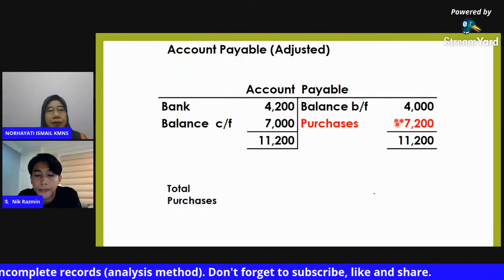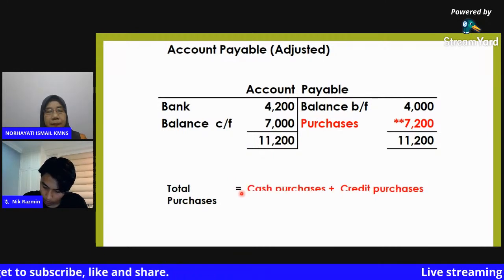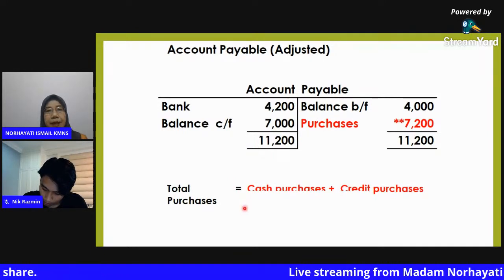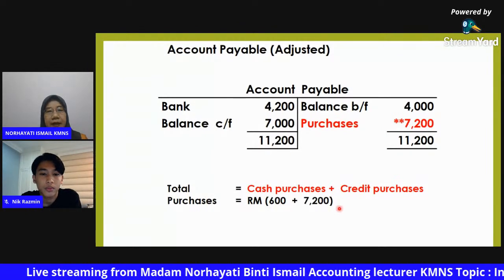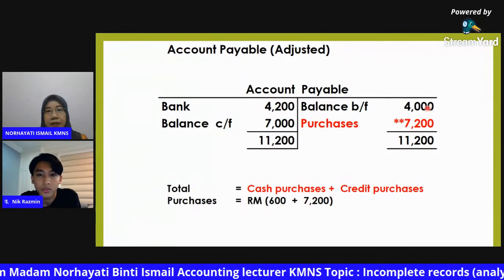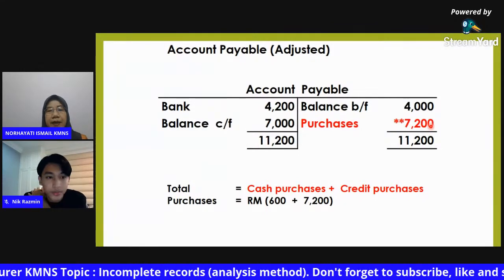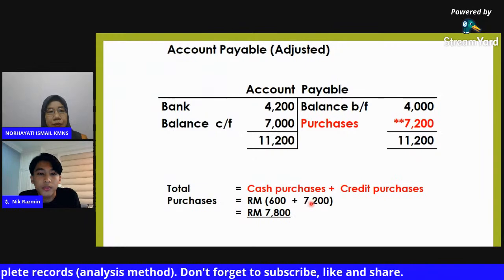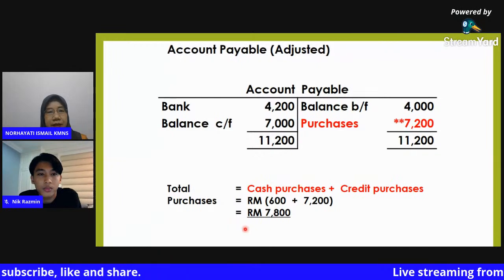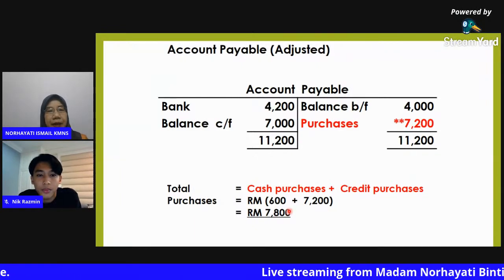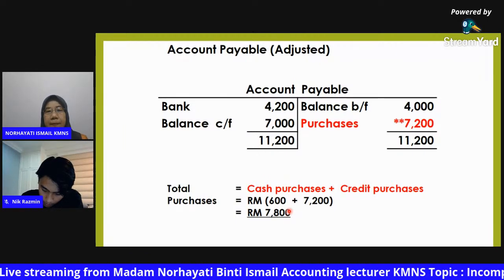So what is the total for purchase? The total is now given cash purchase plus credit purchase. So purchase given in the question and cash purchase, the missing figure that you have calculated just now, 7,200, and you get the total purchase 7,800. Okay, so this one we must record in the financial statement, that is statement of income.